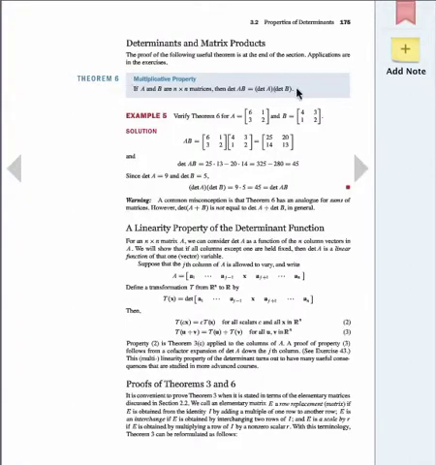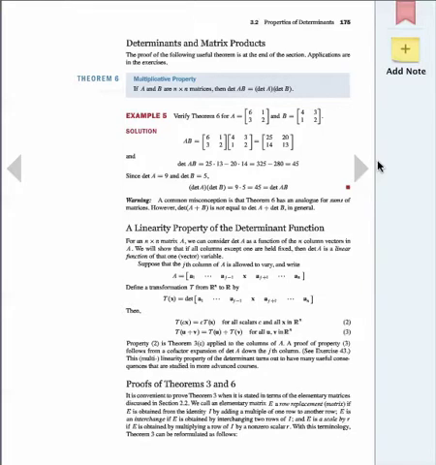And Theorem 6 is going to be super important, that the determinant of a product of matrices is the product of the determinants. That's really nice. That's super nice. You can work out an example of that in example 5. You can read the linearity property of the determinant function, but I would not make a big deal of it. If you're not understanding it, don't worry too much about it.